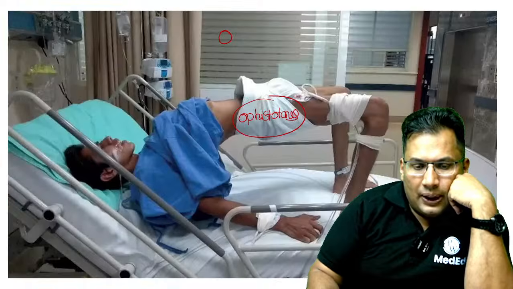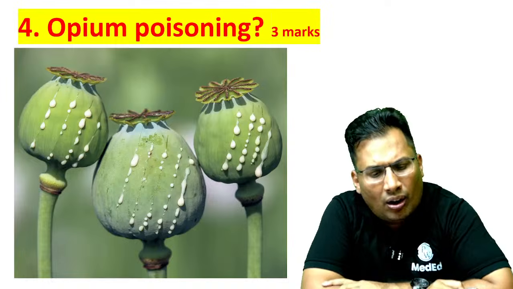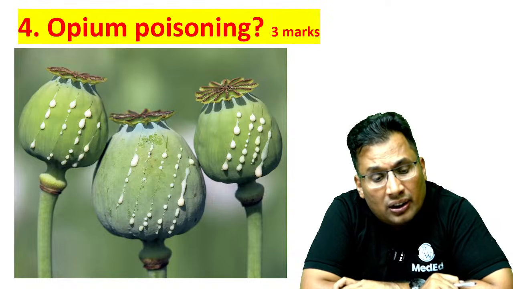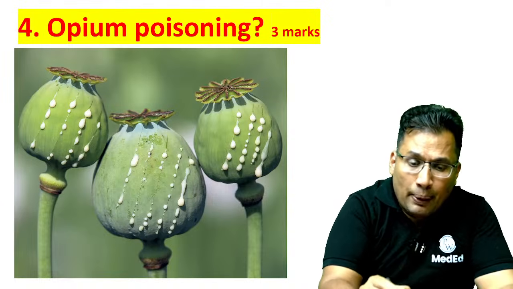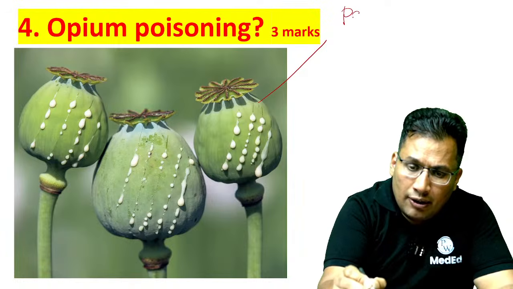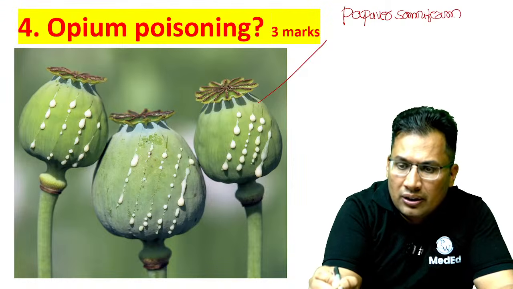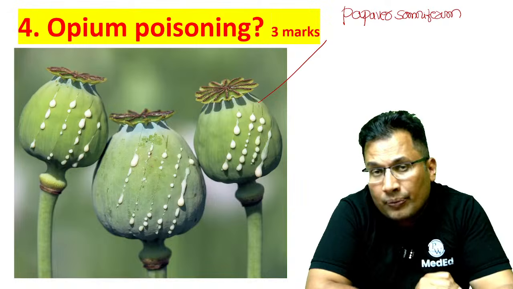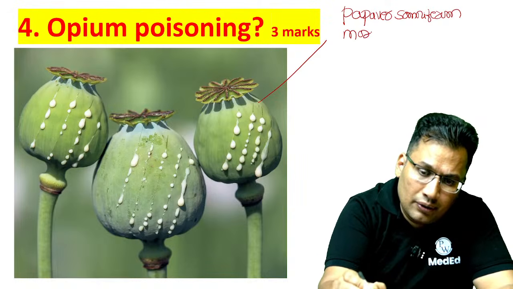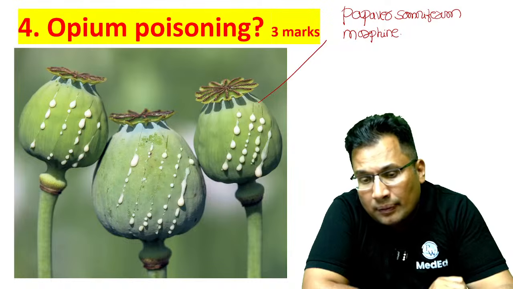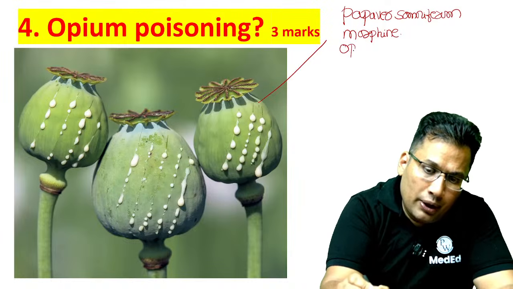Okay. The next question is opium poison. Very important question, 3 marks question. What are the clinical features of opium poison? So the plant here is Papaver somniferum. What is this plant? Papaver somniferum. Point number 1. So what are the substances produced by Papaver somniferum? Usually morphine. Diacetyl morphine is semi-synthetic, that is known as heroin. Okay. What is this basically? It's the opium.